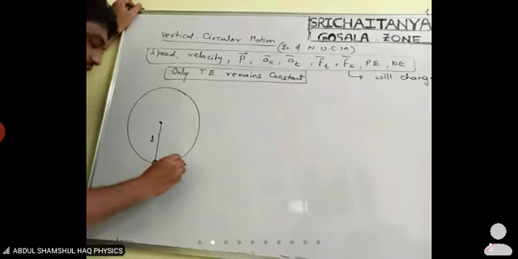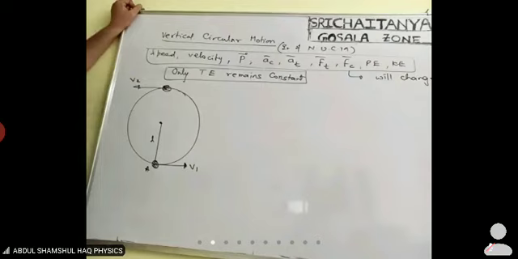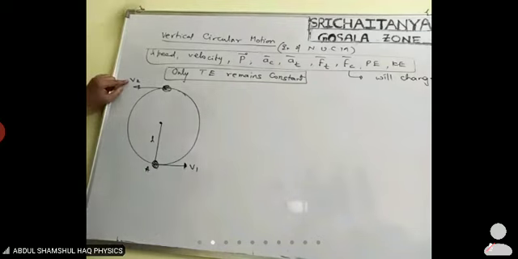At this point A, let us say the speed is v1. At the highest point, when the body reaches this location, the velocity is v2. This v2 should be fixed, and v1 should have some minimum value. If these possess some minimum values, then only the body is going to make a perfect vertical circular motion.